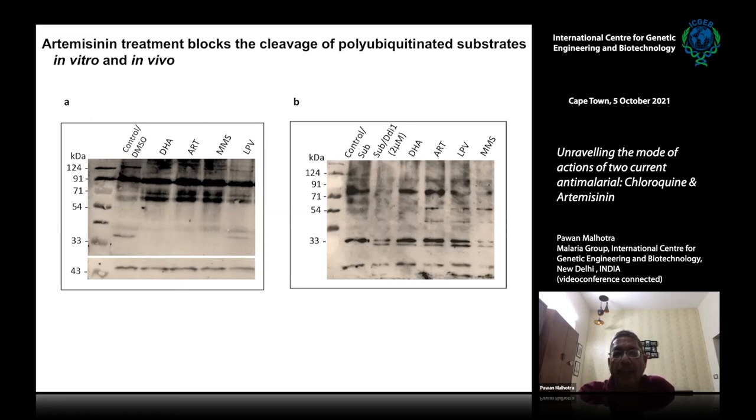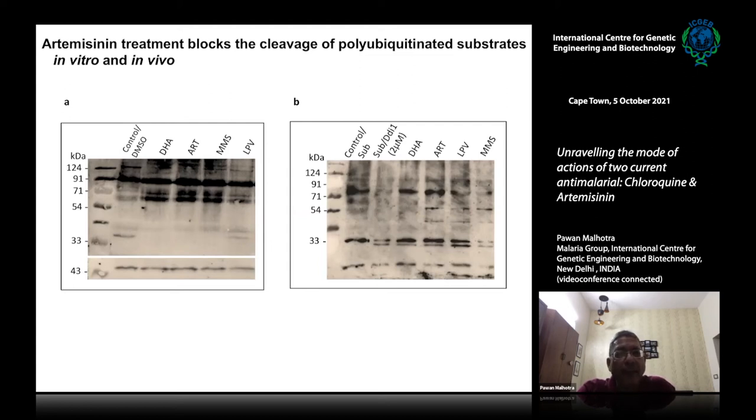If you see the B panel, in the third lane, PFDD1 is able to digest the polyubiquitin substrate. But when we added DHA, artemisinin, and lopinavir, this digestion was substantially blocked by artemisinin. So it clearly shows that PFDD1 cleaves the polyubiquitinated substrate, and artemisinin blocks this cleaving activity. We could show the similar result in vitro when we treated the parasite culture with DHA, artemisinin, and MMS, and studied these polyubiquitinated proteins in the parasites.